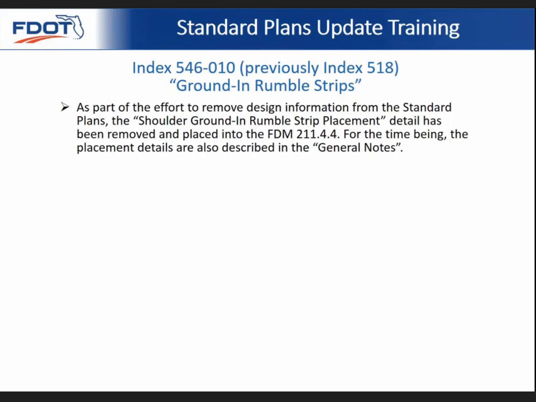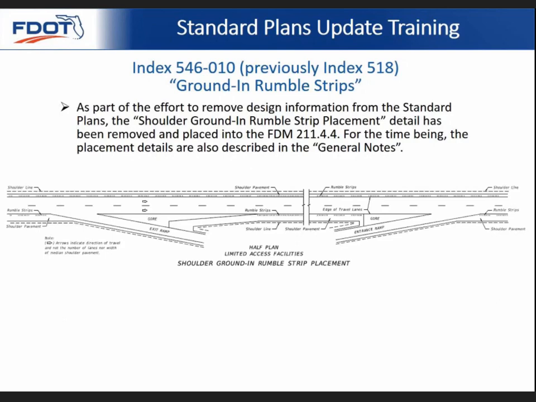Index 546-010, previously Index 518. This is ground in rumble strips. The half plan that was showing the shoulder ground in rumble strip placement has been removed and placed into FDM 211.4.4. This is something that should be detailed into the roadway plans. It's not something that should just be relying simply on the standard plan.